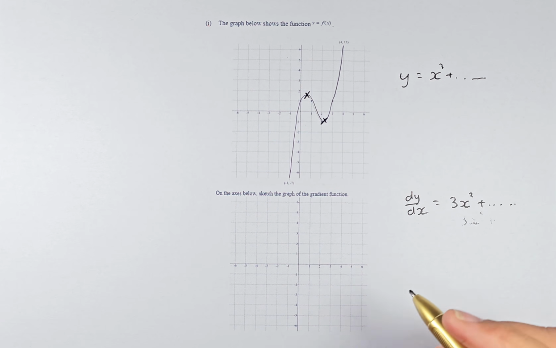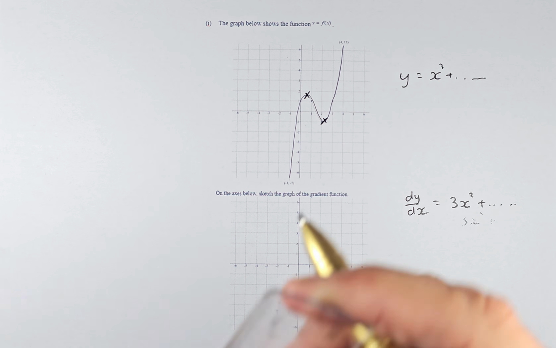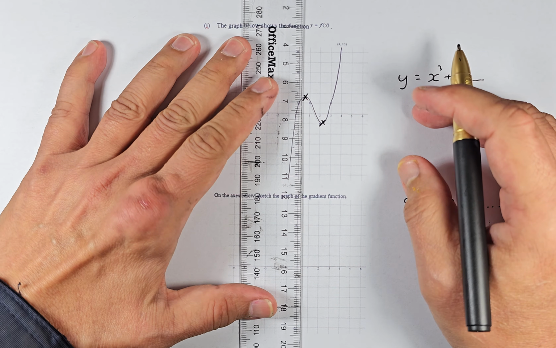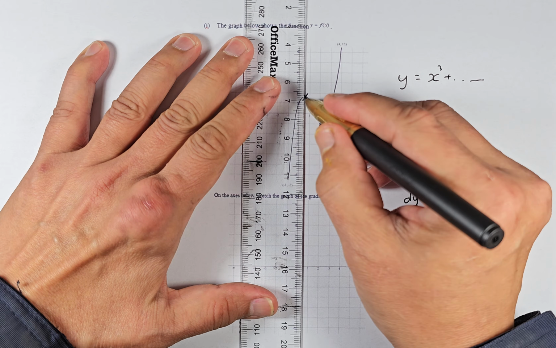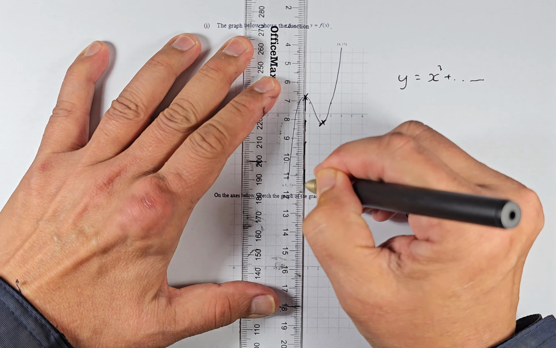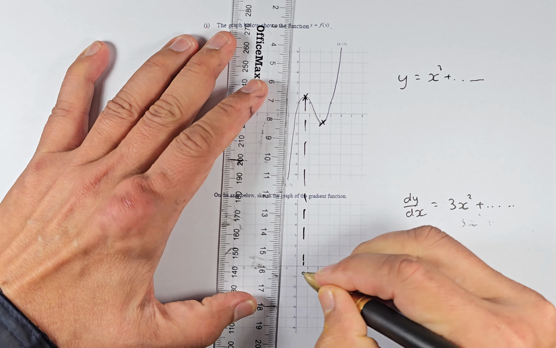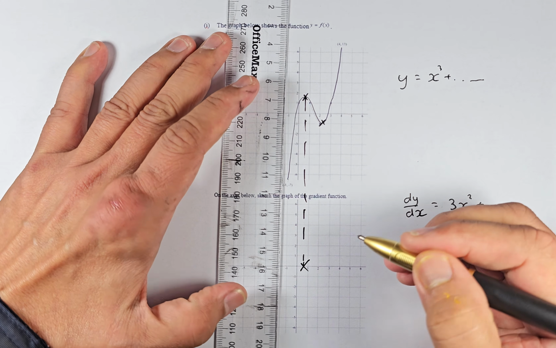To do that, you need to know that at the maximum point and the minimum point, a local maximum and minimum, the gradient is 0 at the turning point. So we're going to draw a line down, okay? That point there, you could draw the line down. At the turning point, the gradient is going to be 0.